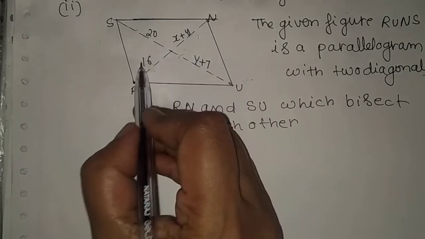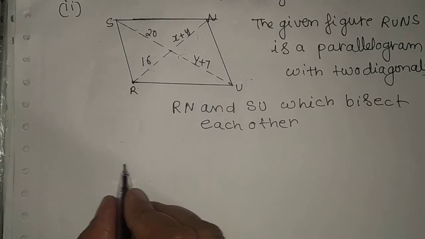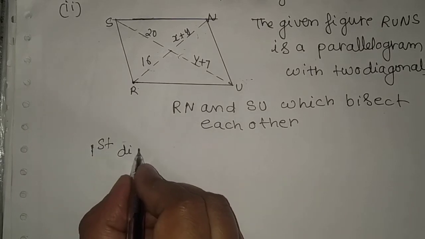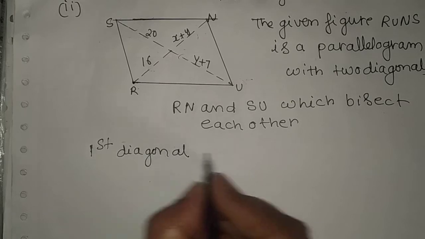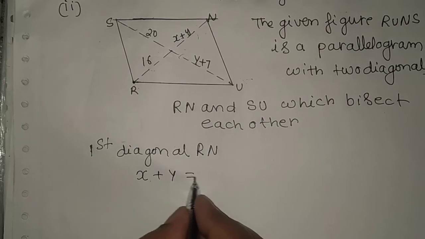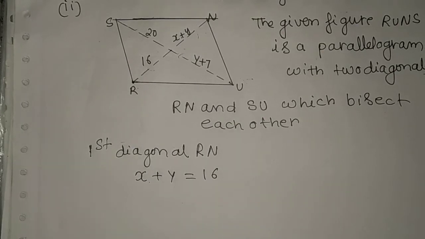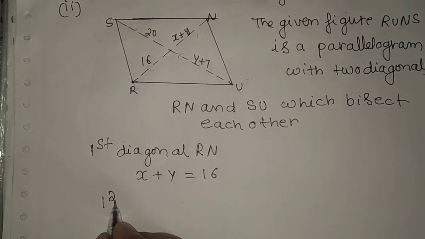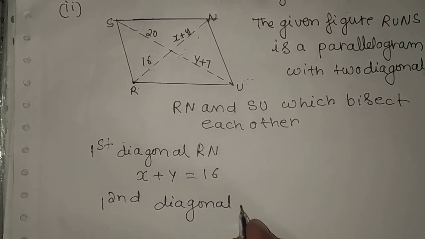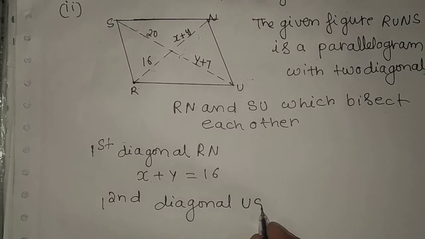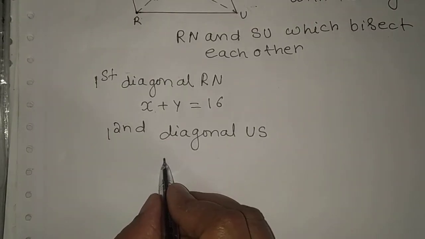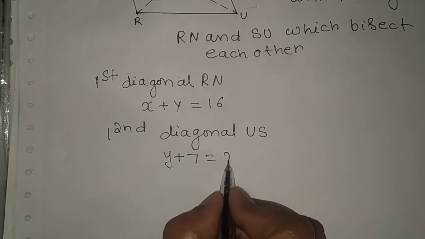After this, first we'll form equations using these diagonals. Taking the first diagonal, which one? RN. We can form an equation, that is x plus y is equal to 16. We got an equation. So now the second diagonal, which one is the second diagonal? That is US. With this we can form another equation, that is y plus 7 is equal to 20.